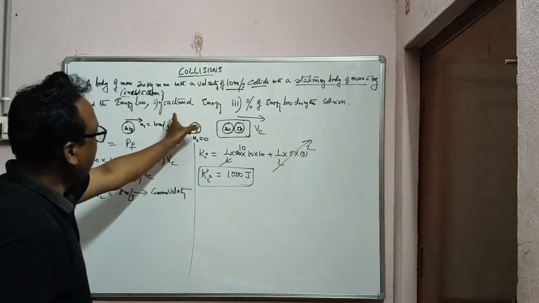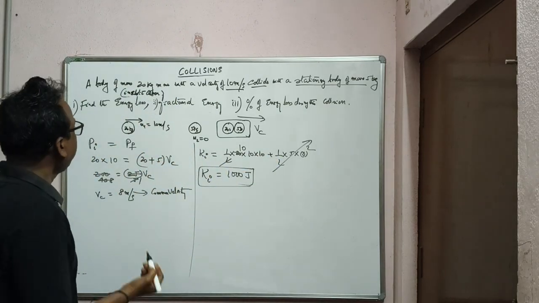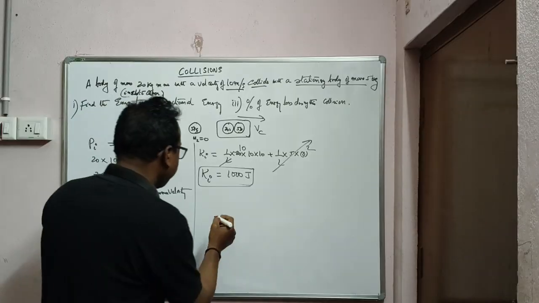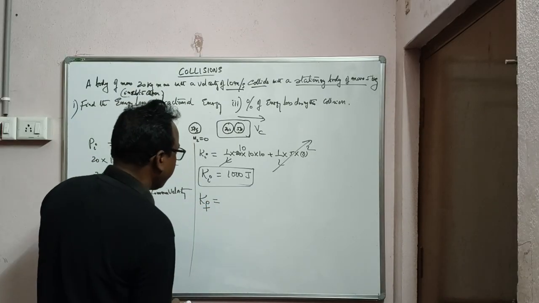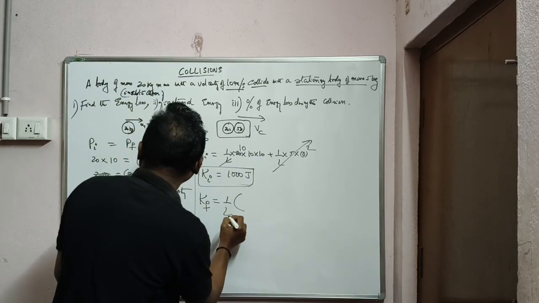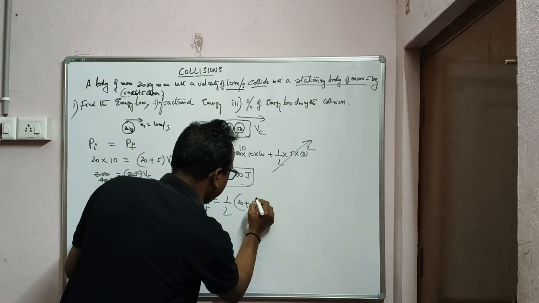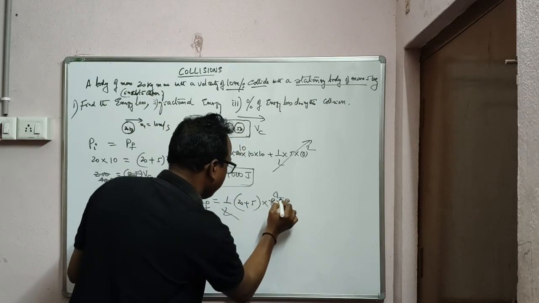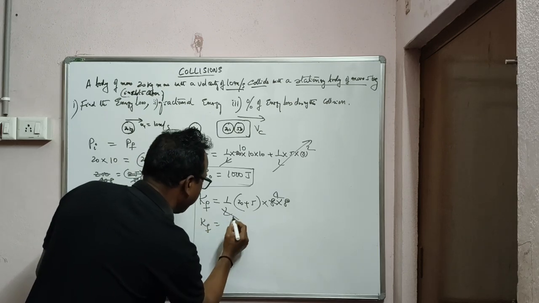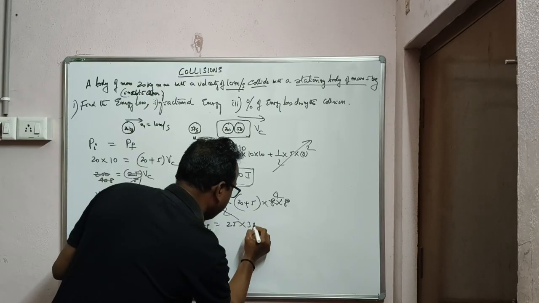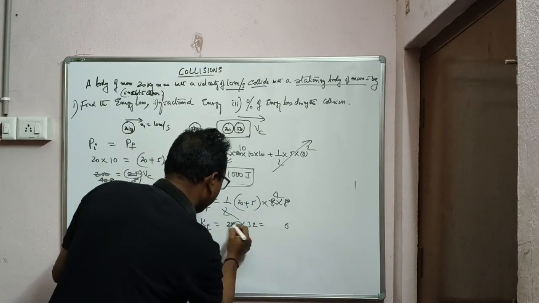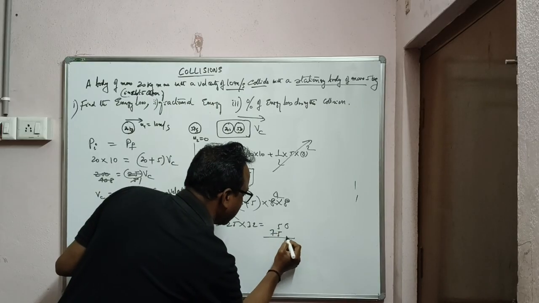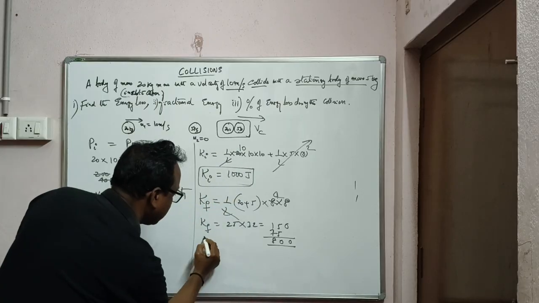We can calculate all the values now. Initial kinetic energy we got. Then we will find fractional energy, and then the percentage of energy loss. Now what is the final energy? KE final is half into m1 plus m2 into common velocity whole square. Common velocity is 8, so 8 into 8 is 64. Kinetic energy final is equal to half of 20 plus 5, 25, into 64, which comes to 800.